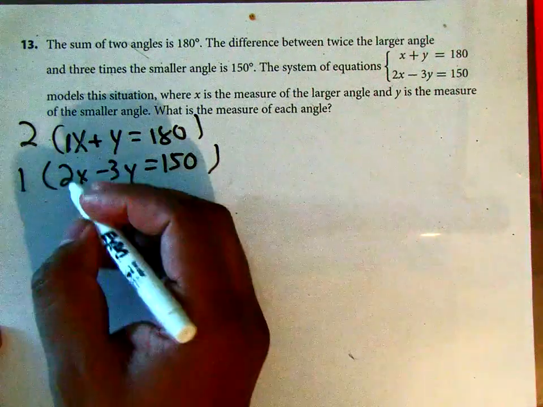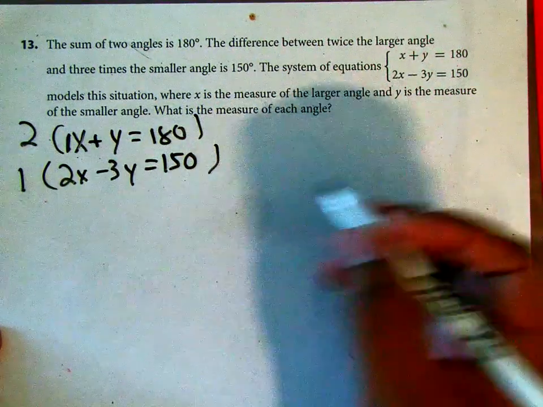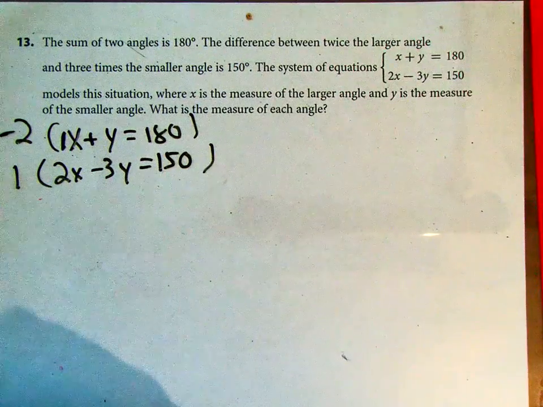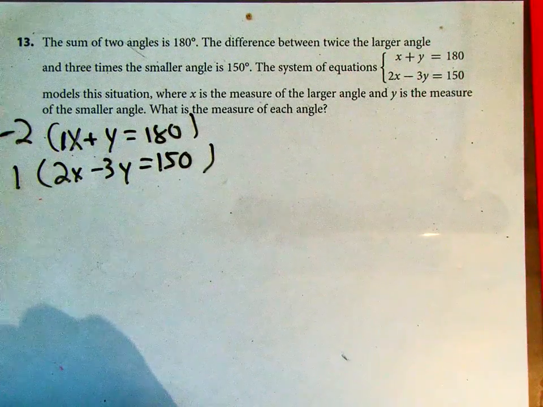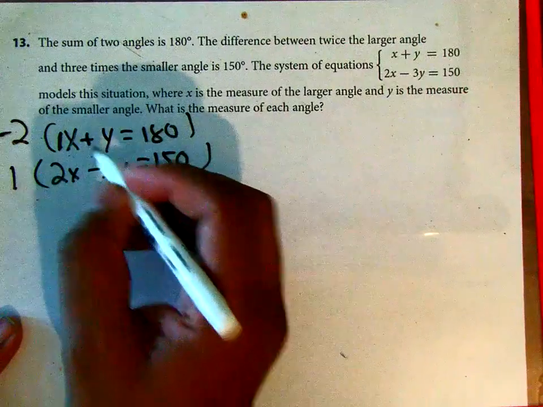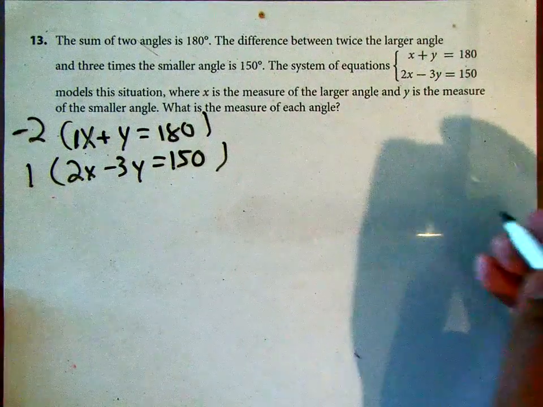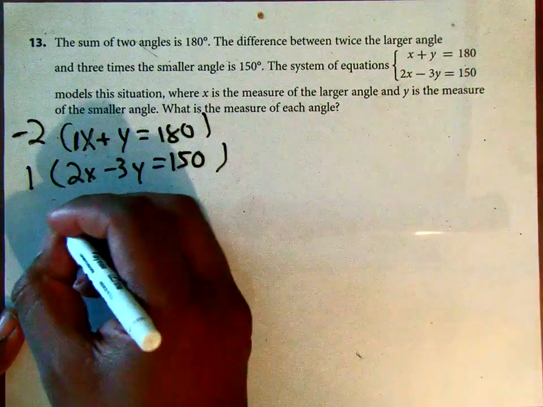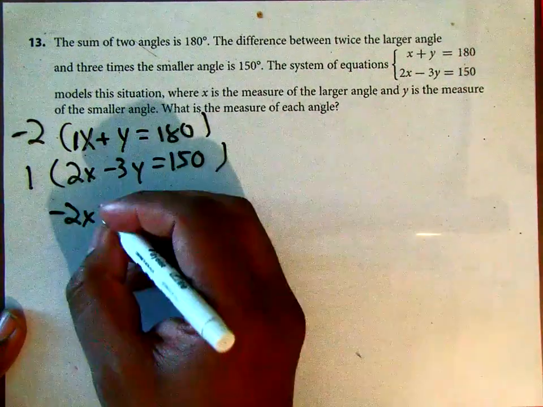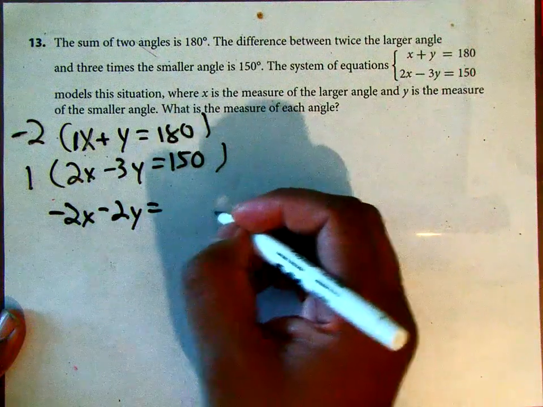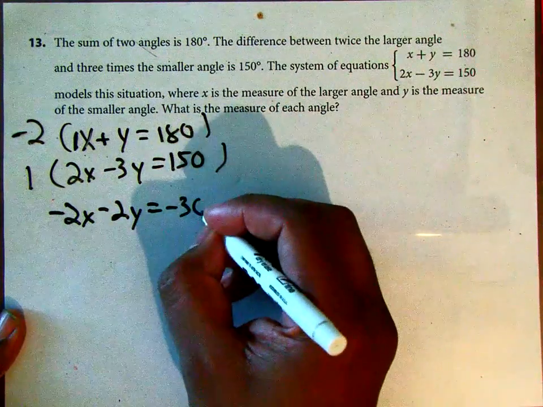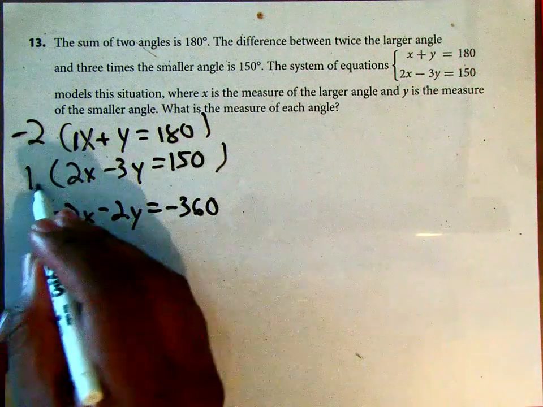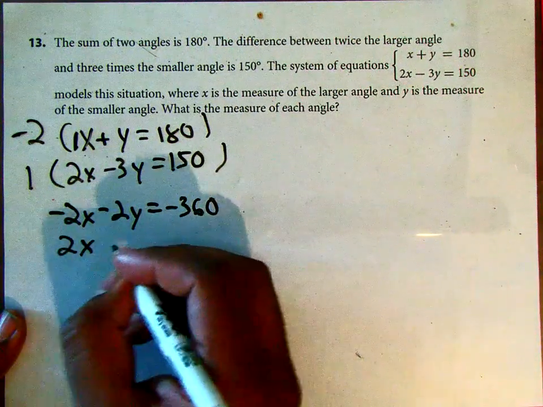Now, when we do that, we're going to get a positive 2. So I don't want that. I want one of them to be negative, so I'm going to make this 2 negative here. So now I'm going to take this negative 2 and multiply it all the way across here. When I do that, I'll have a negative 2x minus 2y is equal to negative 360. And then do 1 times all of this, so all of that will stay the same.